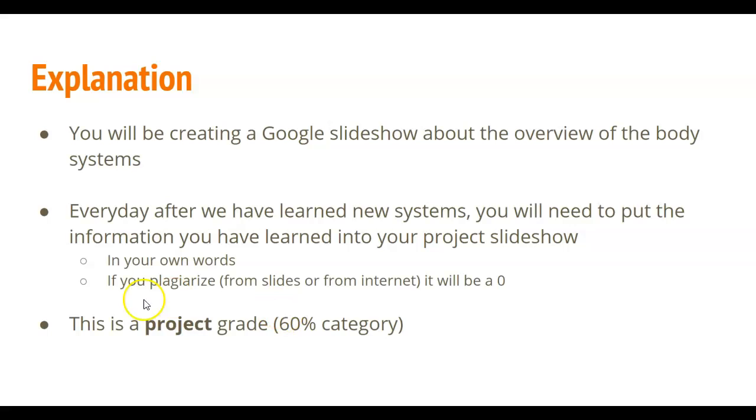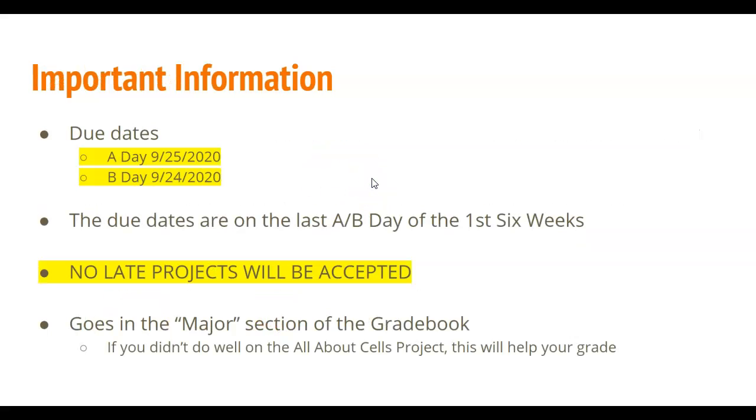One of the major points in this is a project grade. It goes in the 60% category. Some important information is that 8A yours will be due on the 25th of September and B-Day yours will be due on the 24th of September. These due dates are on the last 8A B-Day of the 6 weeks, and no late projects will be accepted because it is the last day of the 6 weeks. So, please make sure to get this in. You can turn it in early, but you cannot turn it in late. This is going to go in the major section one more time, so 60% major section. So if you didn't do well on the All About Cells project, this will definitely help your grade.